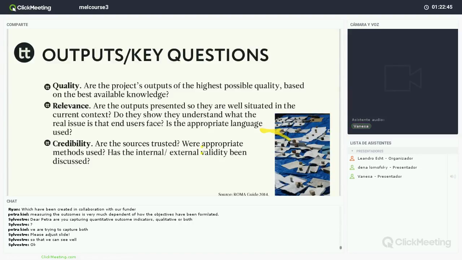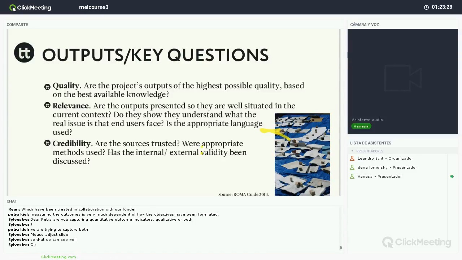When we think about outputs, let us broaden our scope and think about quality. Are we measuring the quality of our products? Are our outputs of the highest possible quality? Are we using the best available knowledge to produce them? Relevance. Are our products really presented adequately within our current context? Are they talking the way we need them to talk with the relevant stakeholders? Do they prove that we are understanding the issue as our end users or beneficiaries are understanding it? Are we using the appropriate language?